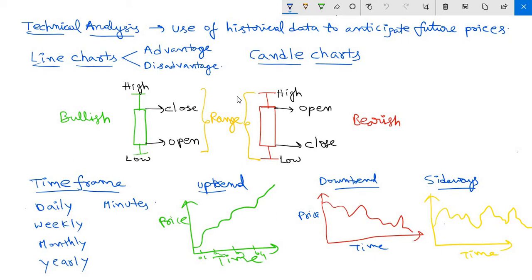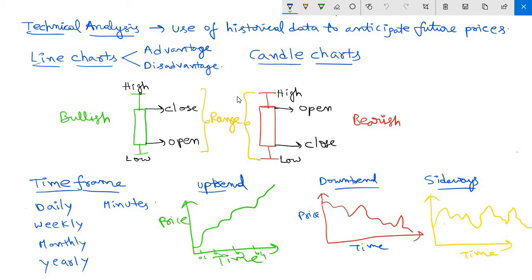What is today's topic? Today we'll discuss something called technical analysis. What is technical analysis? This will be a two-part video. In this video, we'll focus on what technical analysis is, and on one type of chart used to do this analysis, called line charts, and in the next video we'll discuss candle charts. So without wasting any more time, let's get into the details.